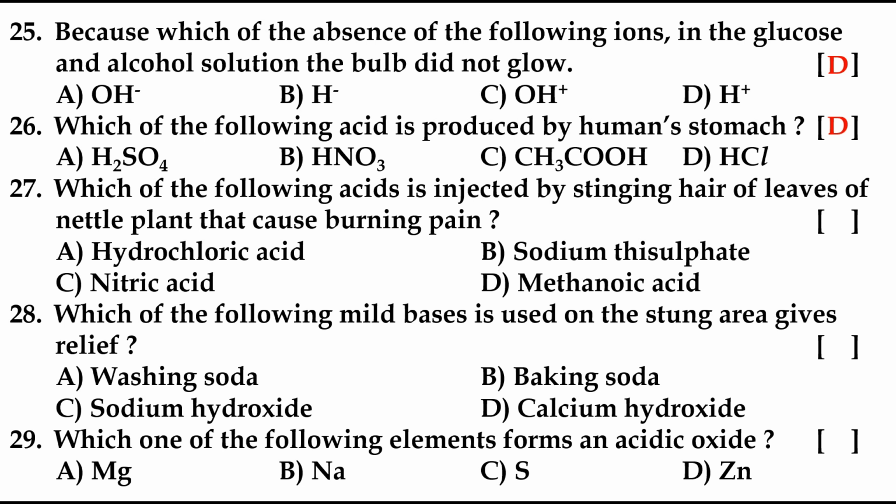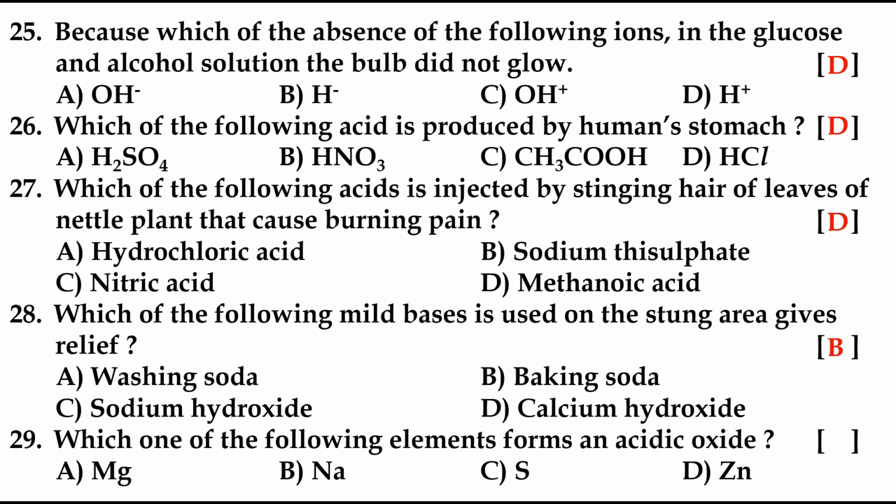HCl, hydrochloric acid. 27. Which of the following acids is injected by the sting hairs of the nettle plant that cause burning pain? A. Hydrochloric acid. B. Sodium thiosulfate. C. Nitric acid. D. Methanoic acid. Answer is D, methanoic acid. 28. Which of the following mild bases used on the stung area gives relief? A. Washing soda. B. Baking soda. C. Sodium hydroxide. D. Calcium hydroxide. Answer is B, baking soda.